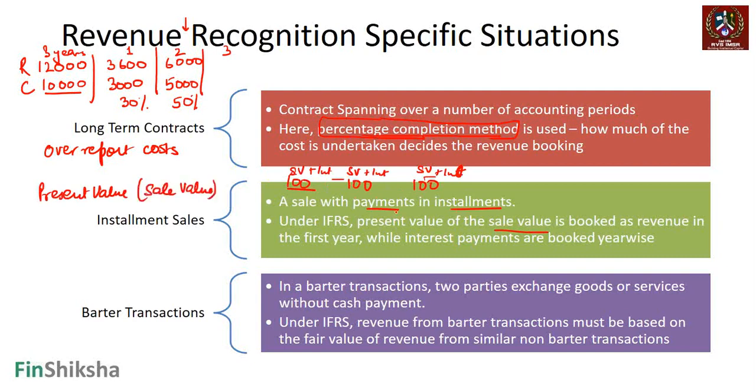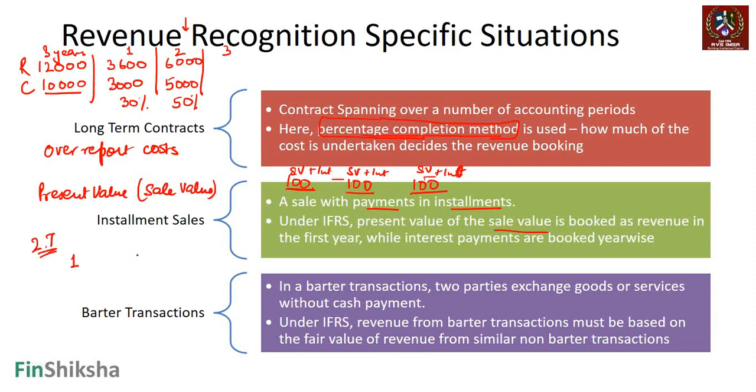So if you're selling a car, for example, for 3 lakhs, maybe 1 lakh comes in the first year, 1 lakh in the second year, 1 lakh in the third year, right? So 1, 2, and 3. So we are saying that the car's cost maybe is 2.7.